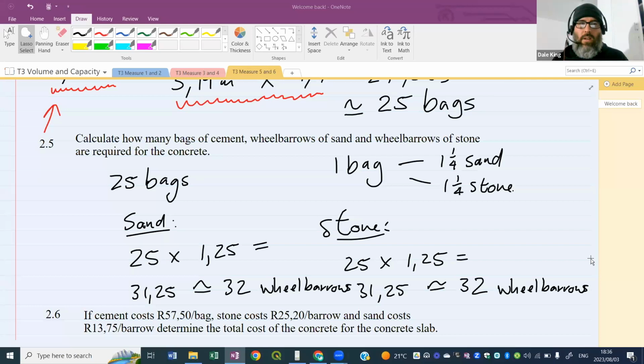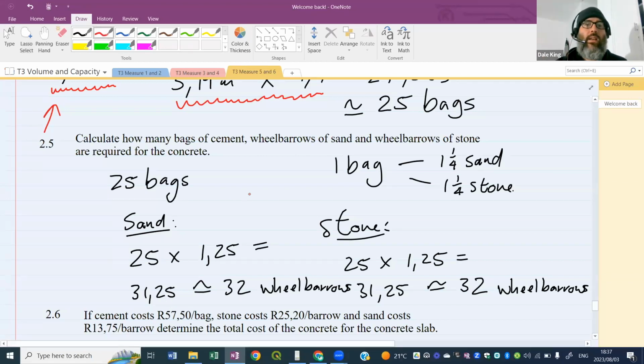You can't show decimal places for this, first of all. Secondly, why did I go to 32 if it says 0.25? Again, if I say 31 wheelbarrows of sand, I won't have enough sand. I need 31,25. I need 31 wheelbarrows and a quarter of a wheelbarrow. If I say just give me 31, I'm still missing a quarter of a wheelbarrow of sand. I won't have enough for the job. So in this case, don't round down to 31. Round up to have enough for the job.